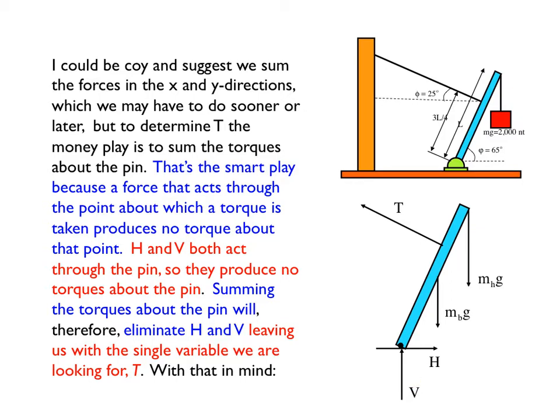If you sum up the torques about the pin just straight away, the torque due to H about the pin will be 0. The torque due to V about the pin will be 0, because forces acting through the point about which a torque is being taken produce no torque about that point. What you will end up with is a torque expression in which there is one unknown, T, the thing you're looking for, and a couple of other torque quantities. It will be a relatively easy expression to solve. When you get done, you'll end up with an expression for what T is.